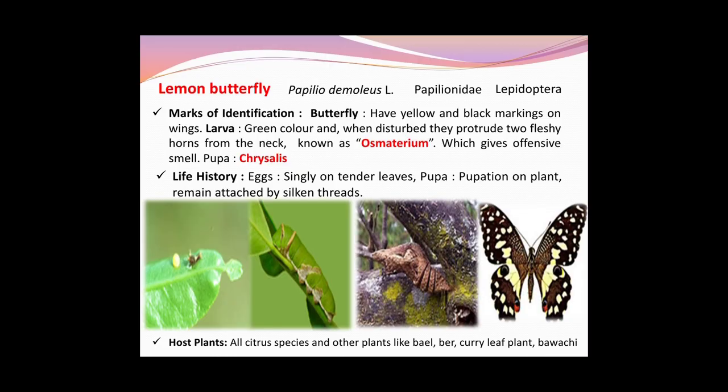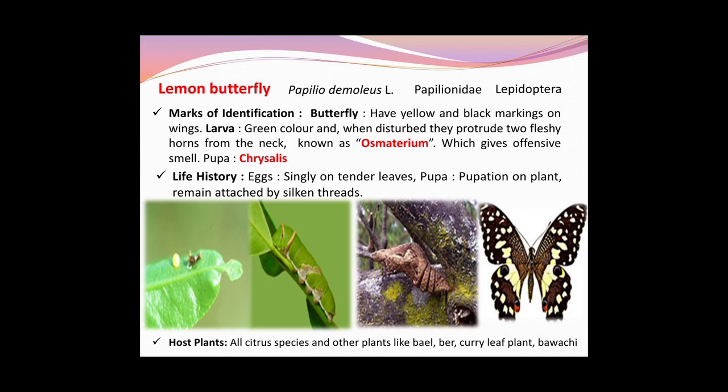This is the first and major pest of citrus, lemon butterfly. The scientific name of lemon butterfly is Papilio demoleus and it belongs to family Papilionidae and order Lepidoptera. Hence the damaging stage is larva or caterpillar.